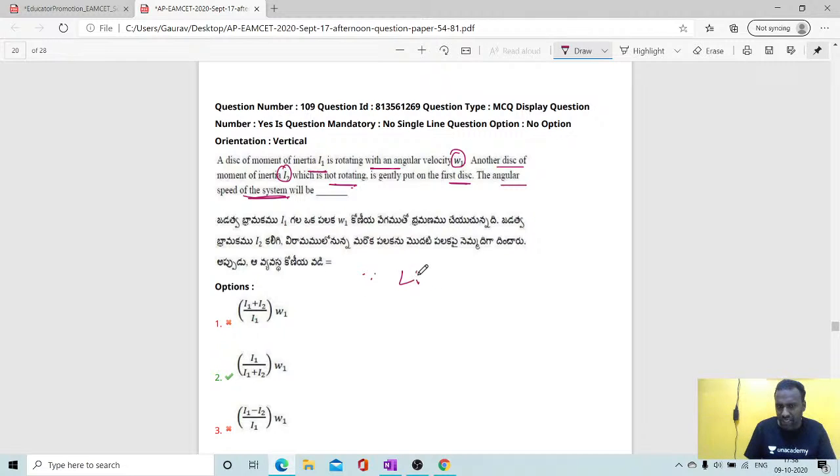In conservation of angular momentum, the total initial momentum is equal to the total final momentum.